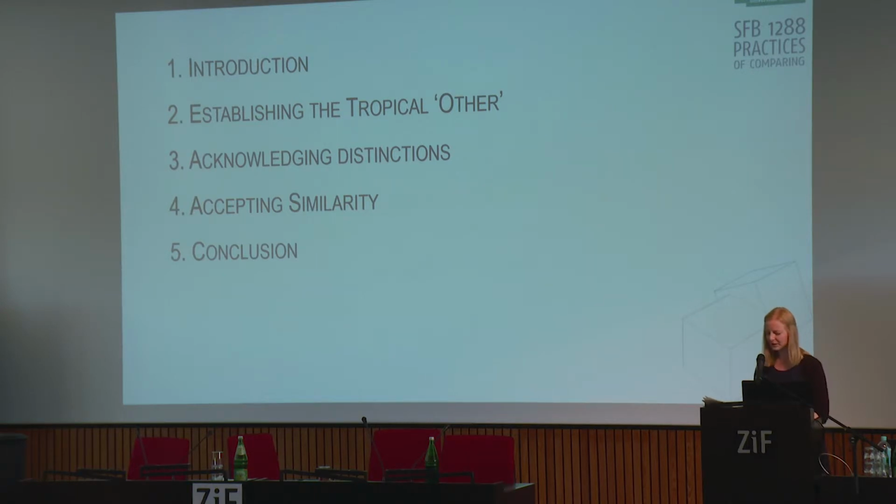And the first point, establishing the tropical other, basically goes back to what I said earlier about tropicality as a normalizing Western imperial discourse in which the tropics are constructed as a dangerous, yet rather unspecific climatic and cultural space. However, very early on in their colonial involvement, medical officers also began to acknowledge climatic and epidemiological differences between the different parts of the tropical empire. For the time being, I'd like to call this part acknowledging distinctions.